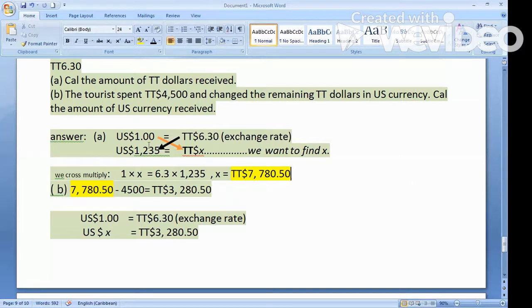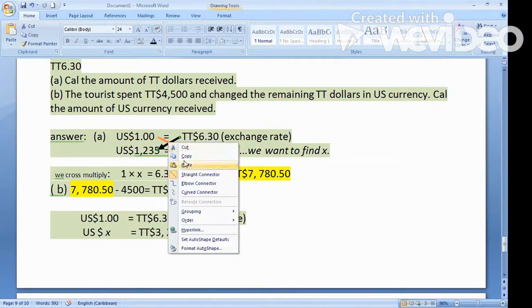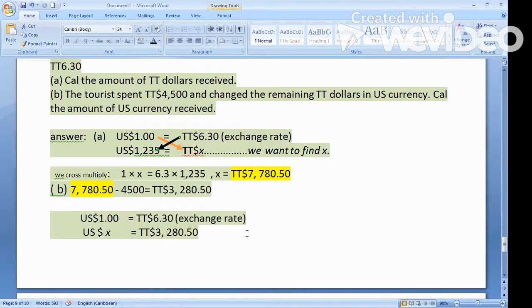So notice in the top one, X was on the right. When the X was on the right, we multiply. I don't know if you noticed that to get the answer. Yes, sir. Right. So I think we're going to divide. Right. But let us cross multiply. All right. Let's cross multiply to prove ourselves.